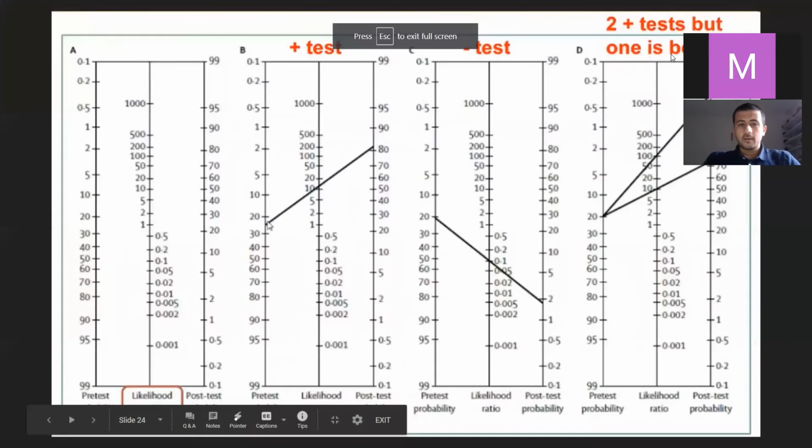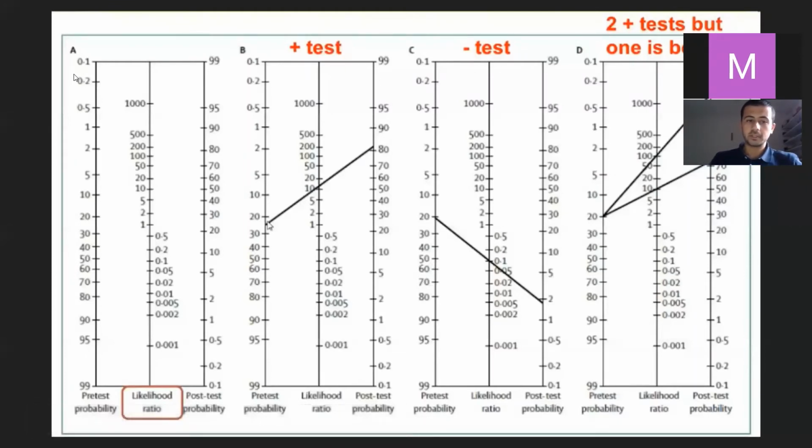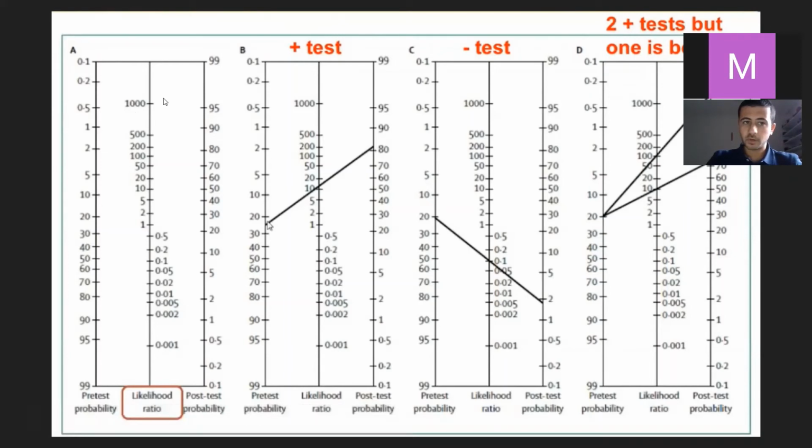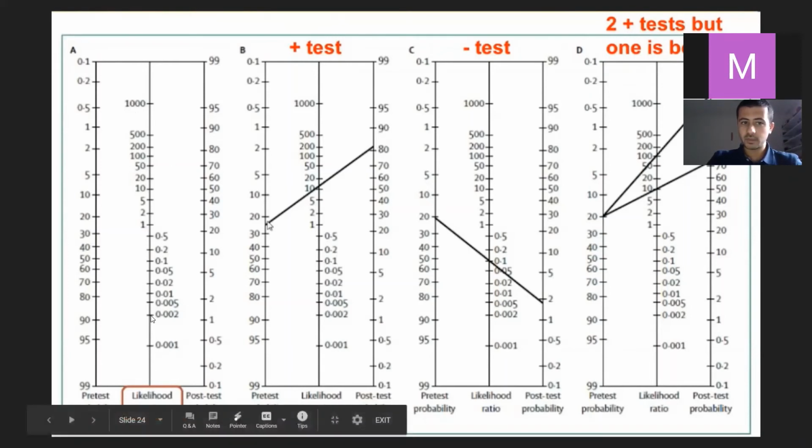Okay, I'm preparing myself. Here we have a pre-test probability, from 1 per 1,000 to 99%. Then we have the likelihood ratio, negative just below and positive above 1. Positive are higher than 1, negative are lower than 1.